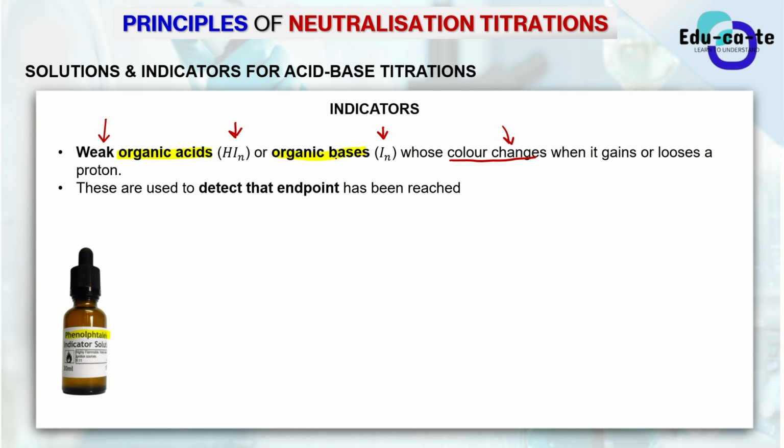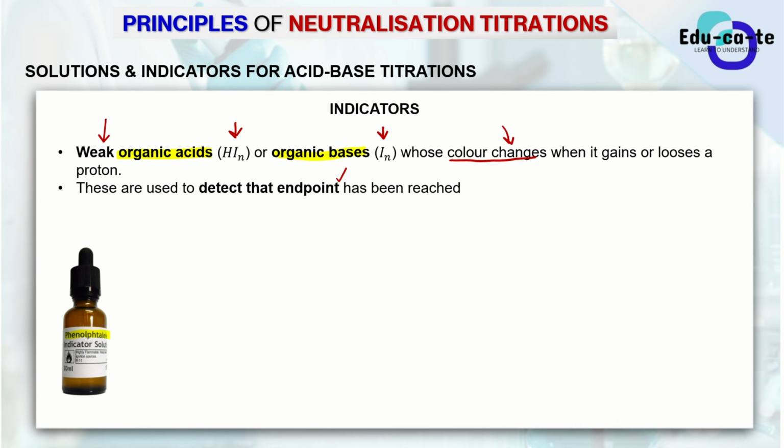So whenever they gain or lose a proton, what do they do? They change color. So they are the ones that actually detect whether the endpoint has been reached or not. Basically, the endpoint is the point where the indicator starts to change color. Okay, and we can use the endpoint to try and find the equivalence point from then.